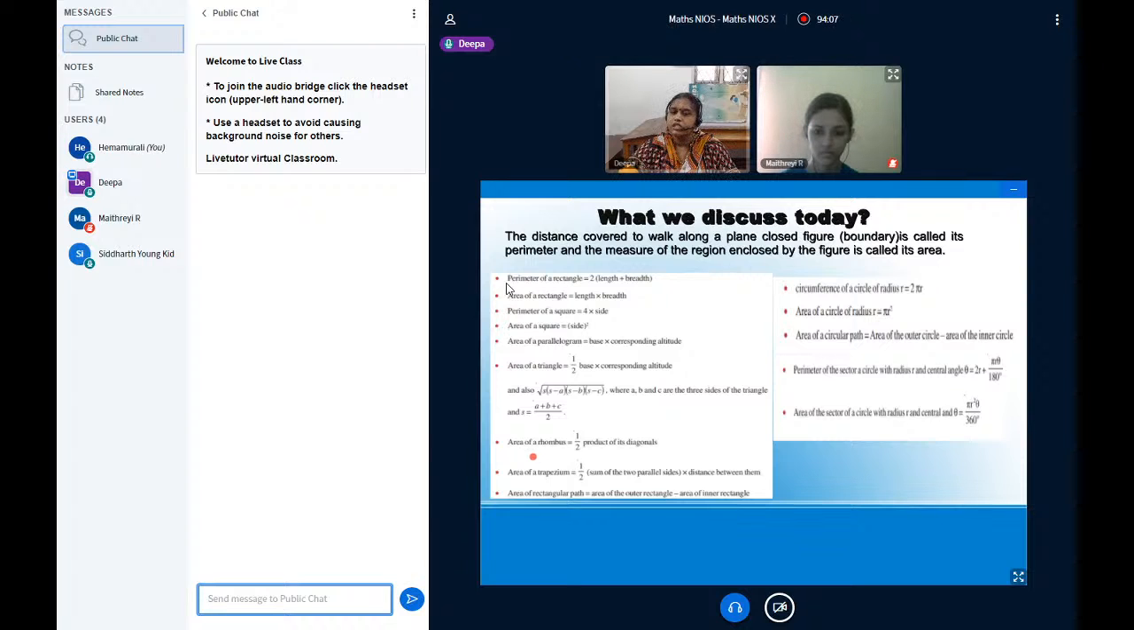Area of rhombus is 1 by 2 into product of its diagonals. Area of trapezium is 1 by 2 into sum of the two parallel sides into distance between them. Area of the rectangular path is area of the outer rectangle minus area of the inner rectangle. Circumference of a circle of radius r is 2 pi r, and area of the circle is pi r square. Area of the circular path is area of the outer circle minus area of the inner circle. And perimeter of a sector is 2r plus pi r theta by 180 degree, and area is pi r square theta by 360 degree.